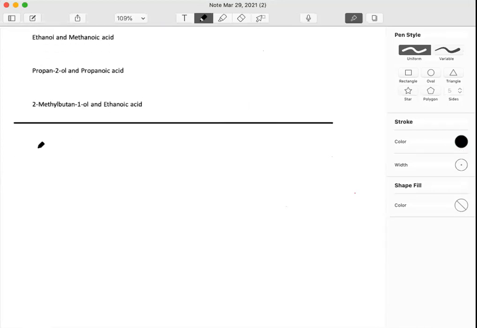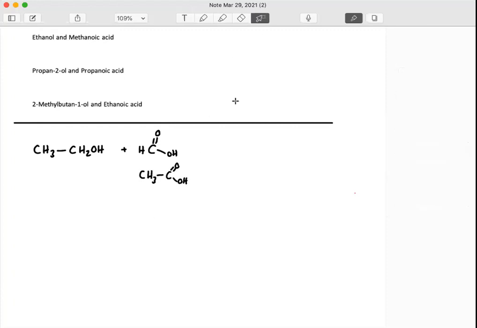Ethanol and methanoic acid. So ethanol is just this, CH3CH2OH, and methanoic acid is this guy, C double bond O, OH, and just an H. So methanoic acid, 1 carbon. And remember, in the carboxylic acids, the carbon is included in the C double bond O. So this is methanoic acid, and this guy here is ethanoic acid, and so on.